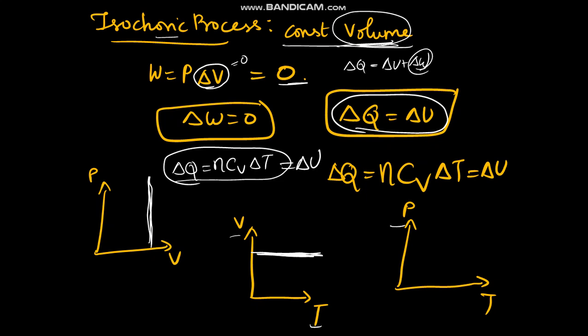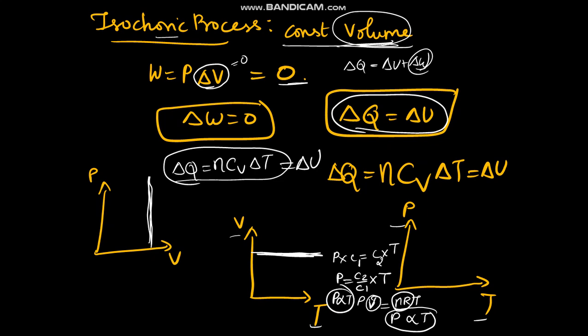So for a PT graph, let us see. We know that PV is equal to nRT. This nR is a constant. For an isochoric process, volume is constant. So P into constant is equal to constant into T. Let this be constant 1, this be constant 2. So P is equal to constant 2 by constant 1 into T. So P is directly proportional to T. So it is a straight line.